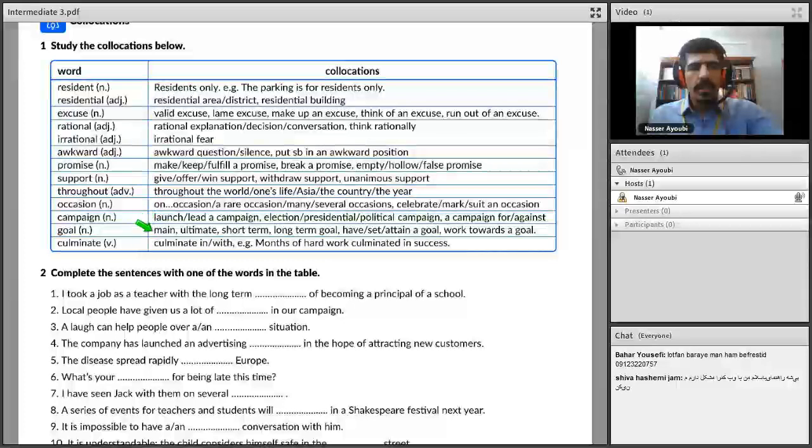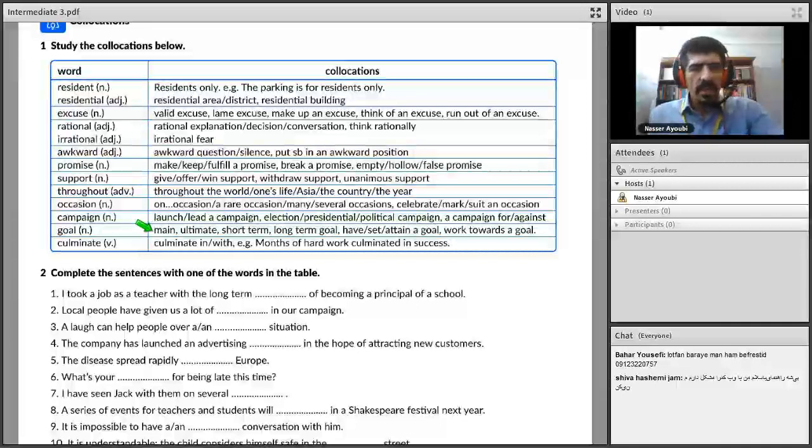All right, and next one is goal, main goal, ultimate goal. Ultimate goal is the last goal, the last and most important one. Short-term goal, long-term goal, have, set, attain a goal. Attain a goal means obtain, you achieve what you set. Set a goal, so you plan to get something in your life. And in order to attain it, obtain your goal or achieve or realize it, you try hard. Work towards a goal. So work in order to achieve your goal, you have to work towards it.